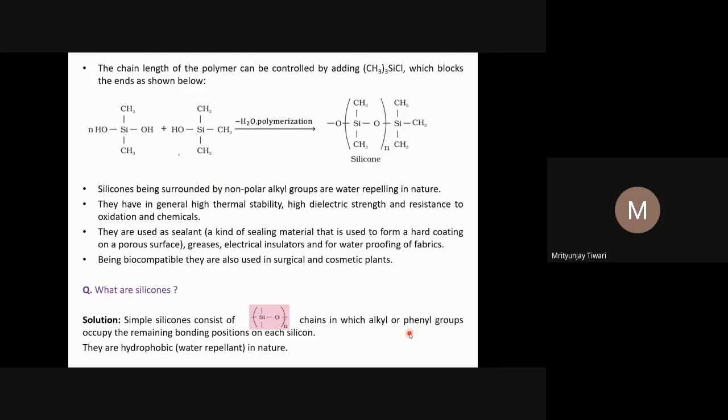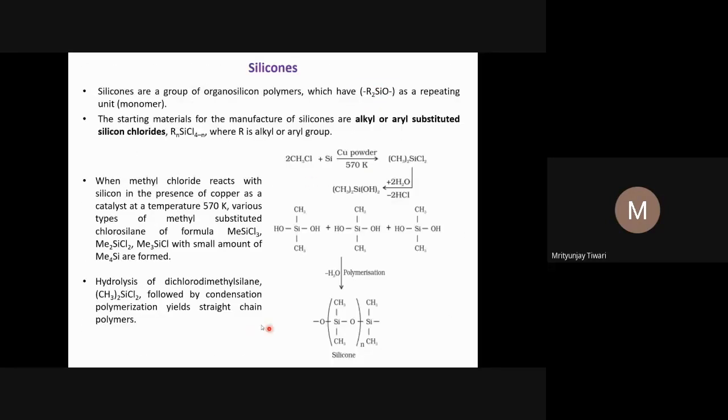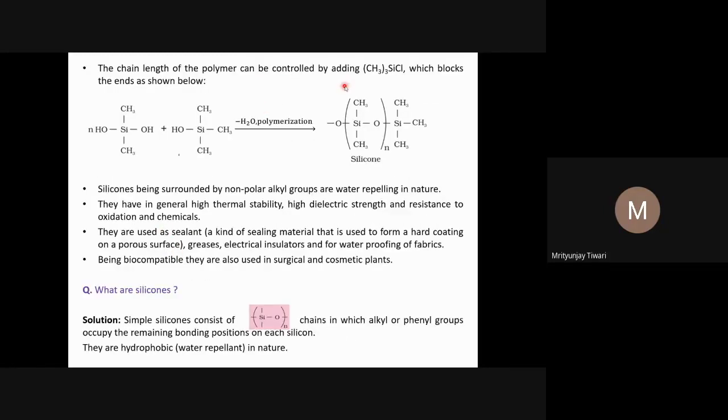The chain length of the polymer can be controlled by adding CH3 thrice SiCl, and so one can control the chain length. How long the chain will be for the silicones, one can control using this material, Me3SiCl. The CH3 group, the methyl group, we also represent as Me, and it blocks the end as shown below.